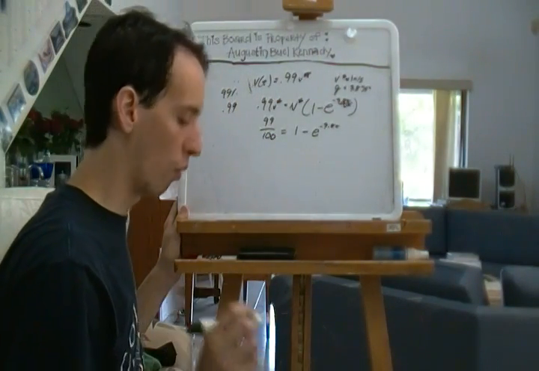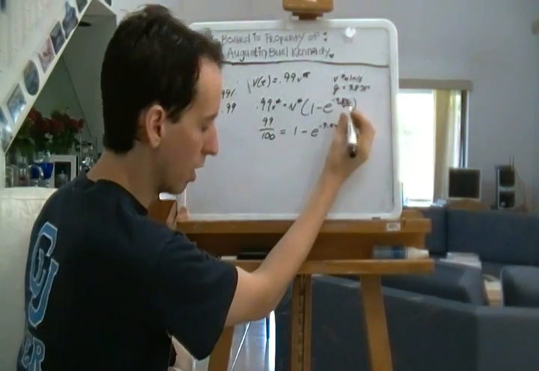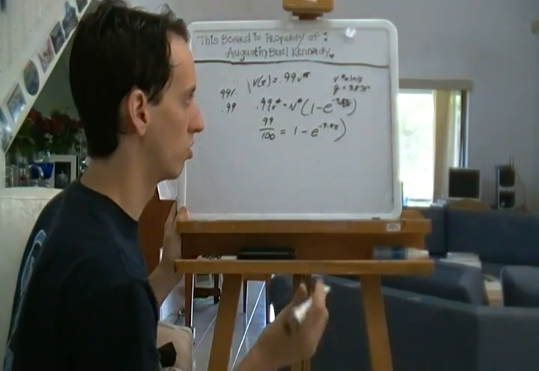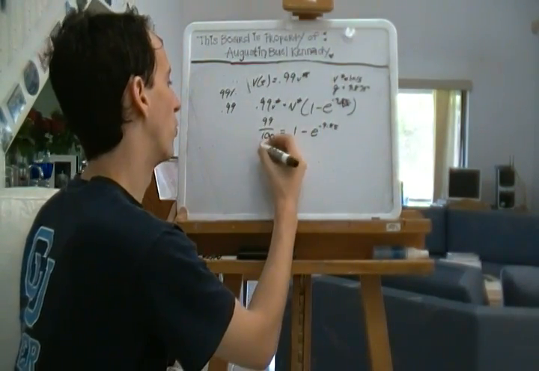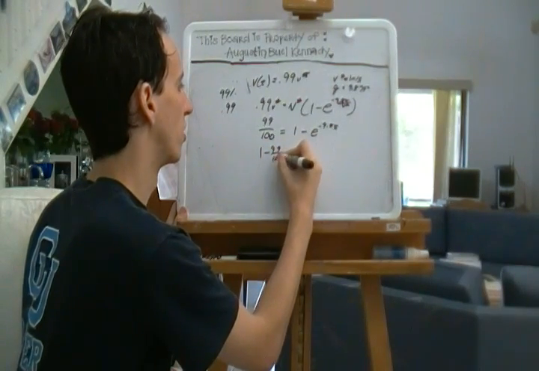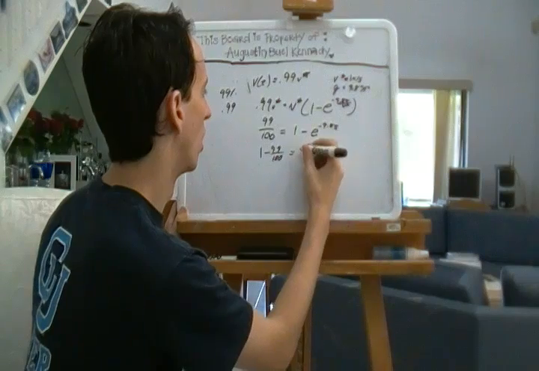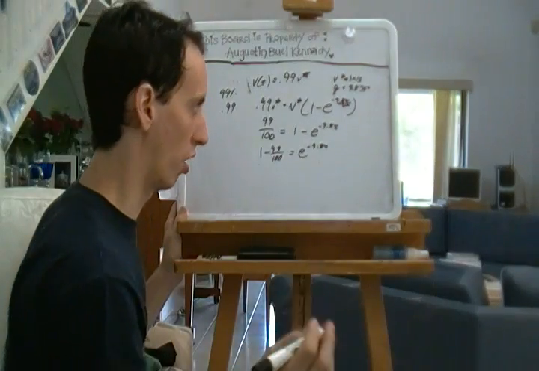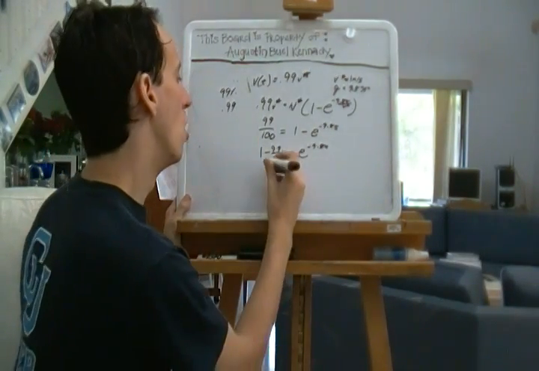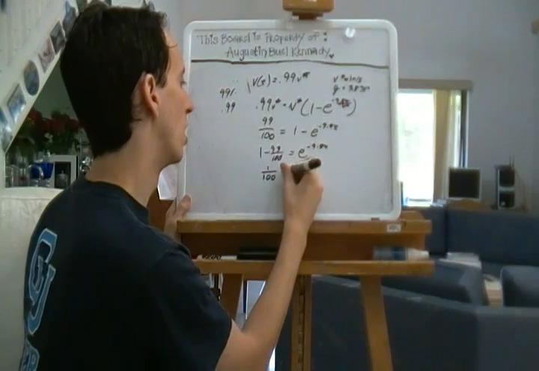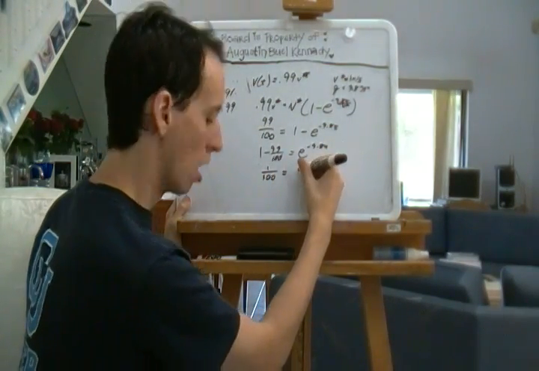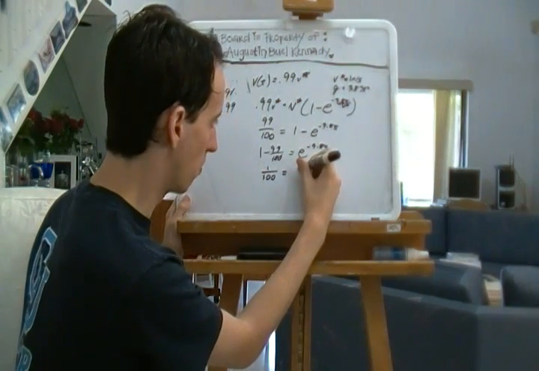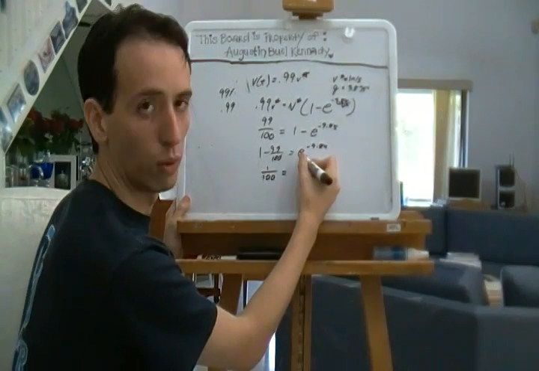Now, what we do is we're going to have to solve for t, because that's what we're looking for. So let's go ahead and solve for it. So we have 1 minus 99 100ths equals e to the negative 9.8 t. Just moving some things around, which is the same as 1 100th equals e to the negative 9.8 t. Okay, we've got to get rid of the e.